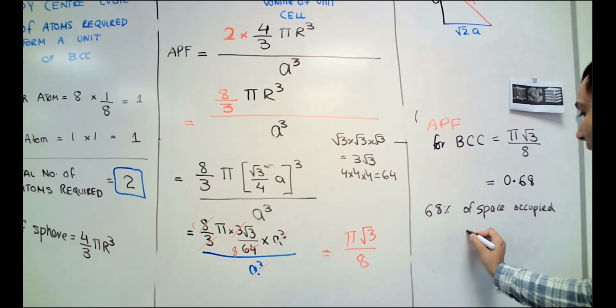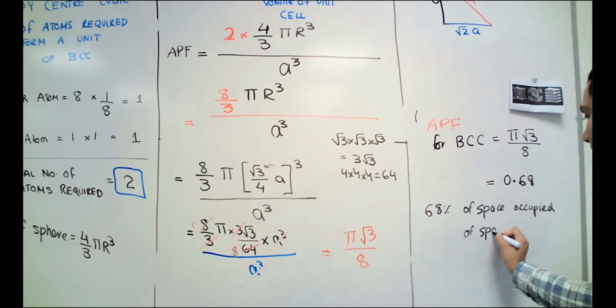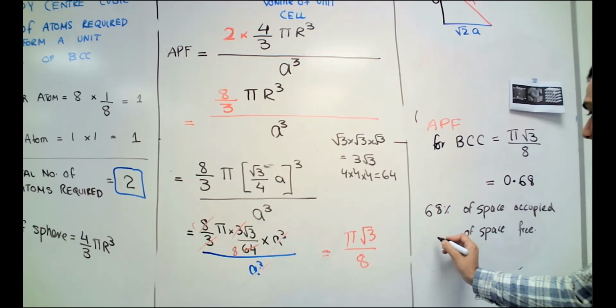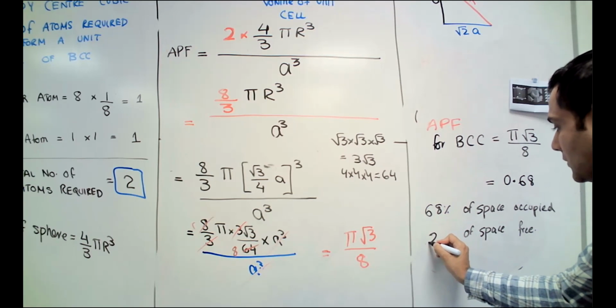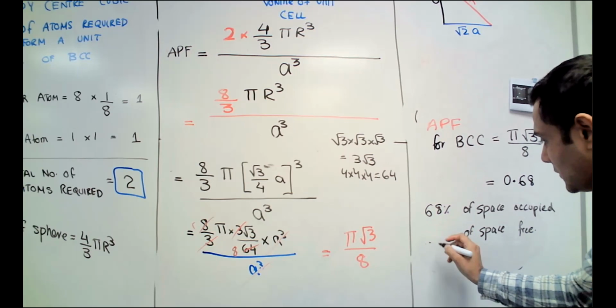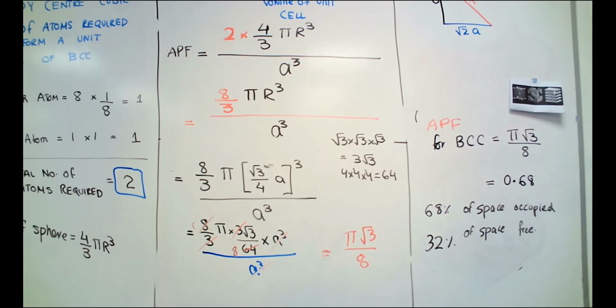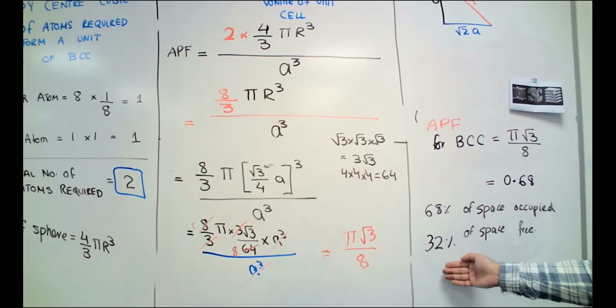And then the rest of the space is, yeah, that's going to be 20, no, not 20. 32% of the space is free space. What does that mean? That means this is a lot of space that's available.